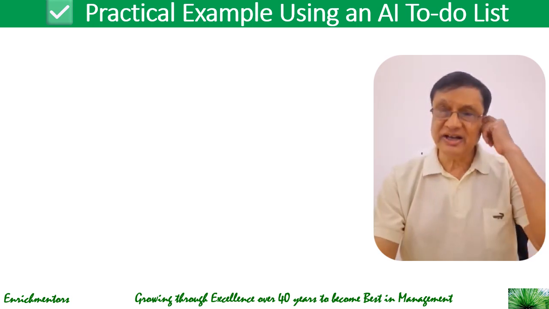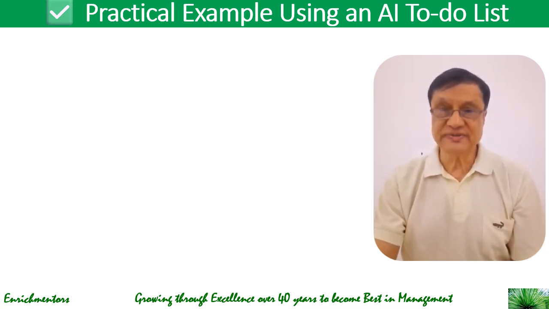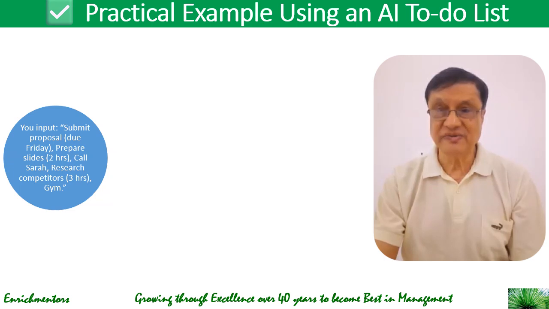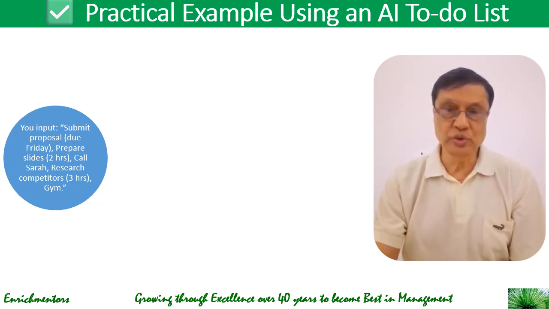Let's take a look at a practical example using the AI to-do list. Now, what you do is you input tasks like submit personal proposal, review Friday, prepare slides, which is for 2 hours, call Sarah, research competitor, 3 hours, and gym. So you enter 5 tasks, like this, right?